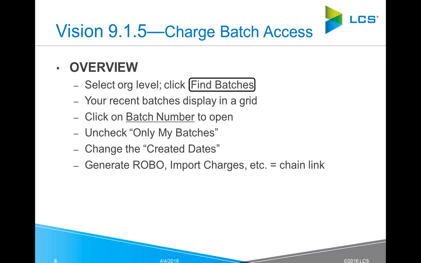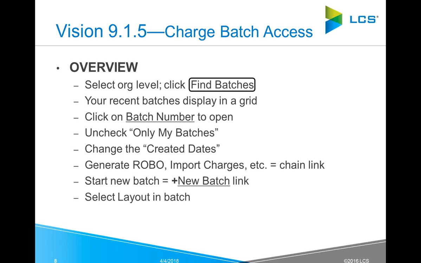Generate room and board, importing charges, etc. can still be found under the chain link. To start a new batch, you will click on the New Batch link. You will select your layout within the batch rather than selecting a template before you open the batch. And the print edit list will now be called Validate Batch.